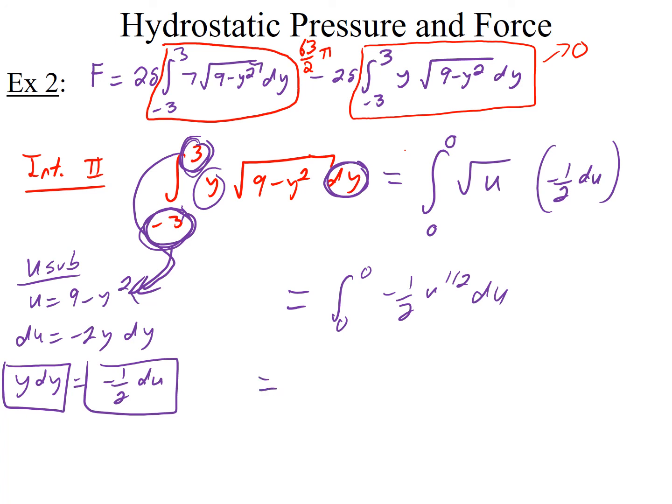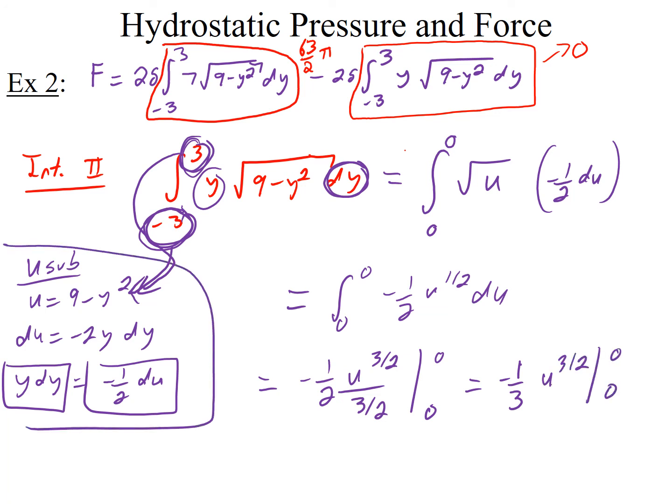Plug in 0 and 0. And you get, if you flip the 3/2, it's 2/3. You get -1/3 when you simplify u to the 3/2. Plug in 0 and 0. So you get -1/3 times 0 to the 3/2 minus -1/3 times 0 to 3/2. Anyway, you get 0 minus 0, you get 0. So somehow or other, a lot of ways to see it, the last integral is 0 there.